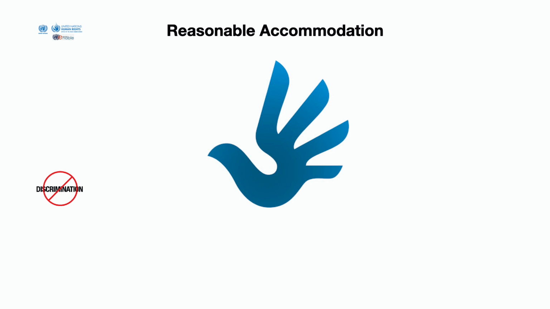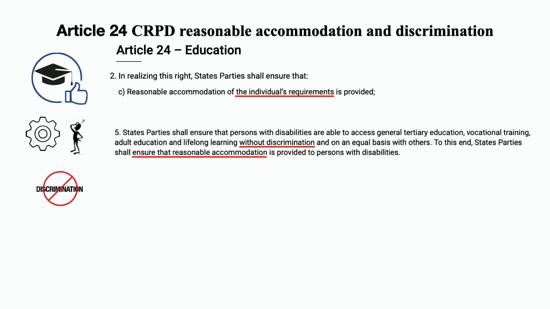Reasonable accommodation is an important concept in disability discrimination law and a novelty in United Nations human rights conventions. Denial of reasonable accommodation is a form of discrimination. How to realize the right to inclusive education? Article 24.2 and 24.5 impose a duty to provide reasonable accommodation.